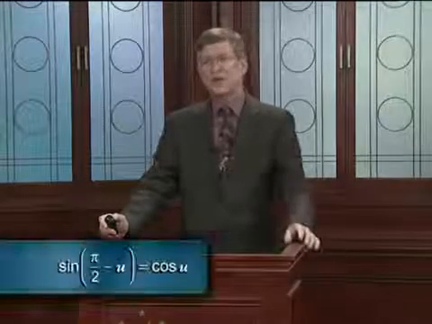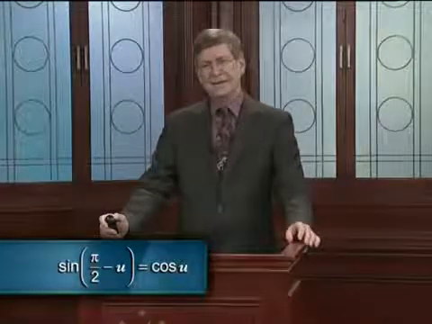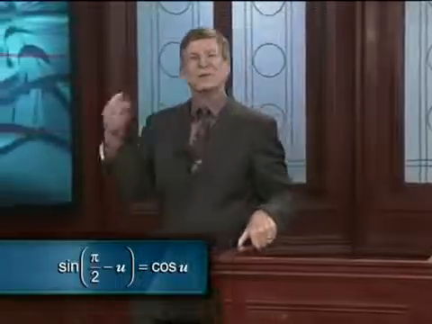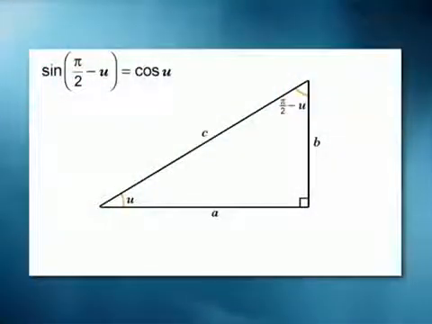Let me convince you about these co-functions with a picture. Let's look at the first one. Sine of pi over 2 minus u equals cosine u. It's kind of nice to step back and look at the original definition of the trig functions, and you'll see why this is true. Let's draw a triangle, right angle, and then label one of the acute angles u, and the sides will be A, B, and the hypotenuse will be C.